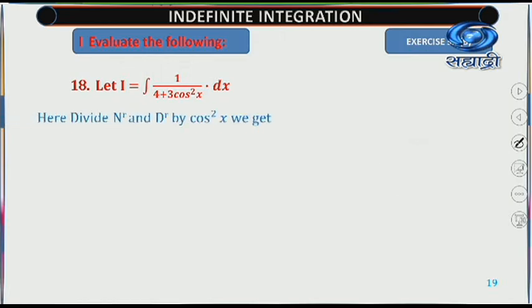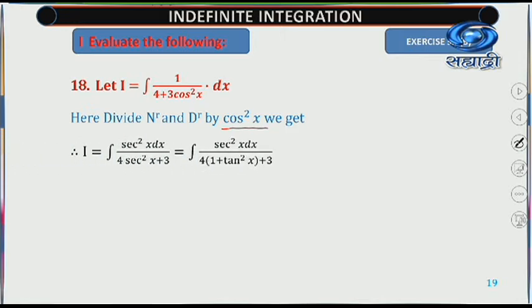So look at the example. The example says this is integral 1 upon 4 plus 3 cos square x. Just now I have discussed that we need to convert this into sec square. That means we need to divide numerator and denominator by cos square x. We have seen this type of formula previously also. So if you divide here, what you will get is integral 1 upon cos square x, you are dividing the numerator as well as the denominator, 4 plus 3 cos square x dx.